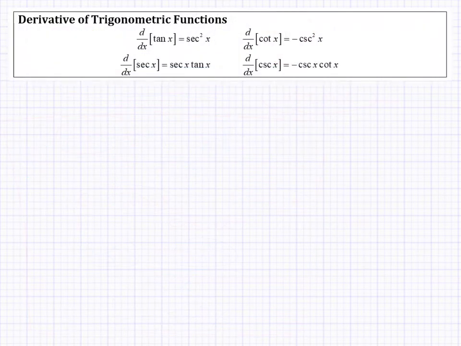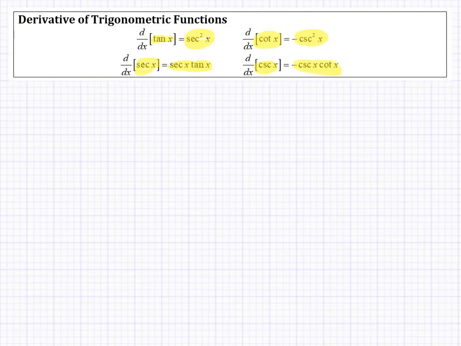So here are your 4 other trigonometric functions besides sine and cosine. We just saw that the derivative of tangent is equal to secant squared. And now the derivative of cotangent x is equal to negative cosecant x squared. The derivative of secant x is secant x times tangent x. The derivative of cosecant x is negative cosecant x, cotangent x.